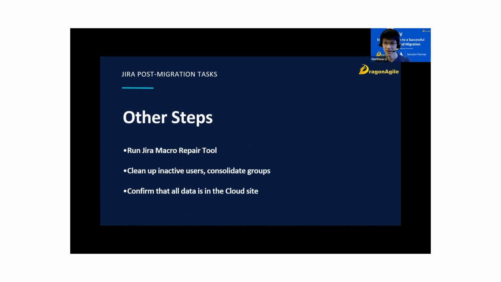Some other steps. If you had any macros in your Jira server, they are most likely broken, but they can be fixed using the Jira macro repair tool. The user that runs this tool will be the one logged for all the edits that the tool makes. As well, if any inactive users were migrated, they will become active in Jira Cloud, so make sure to deactivate them again. If you're merging with an existing cloud site, be sure to consolidate the groups in order to keep things organized. And lastly, confirm that all your projects are in the cloud site.